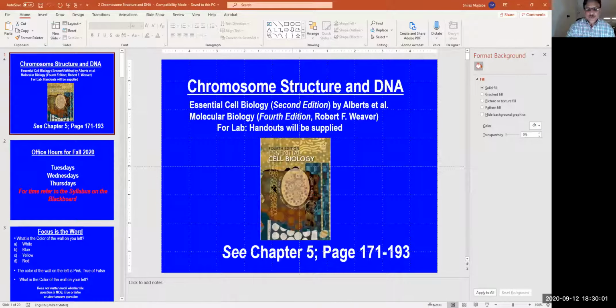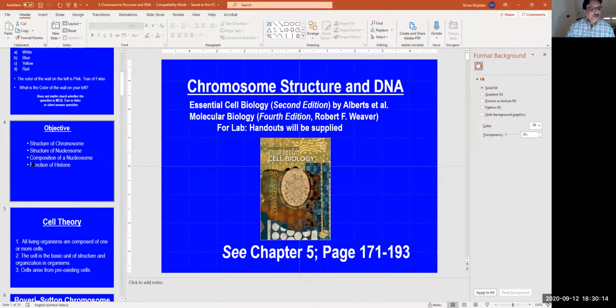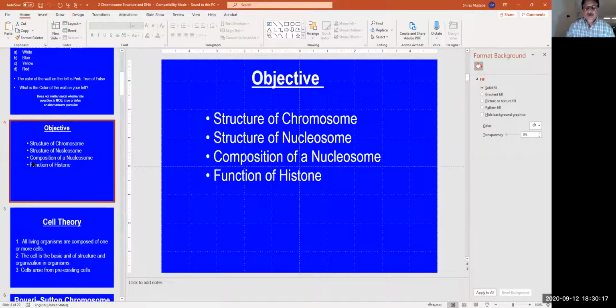I'm sure by now you know this is the book, Essentials of Cell Biology, for this coursework, and this is the 4th edition. I quickly go into the objectives of this chapter. Number one, to understand the structure of chromosome, to understand how the chromosomes are built. The building block for chromosomes is a nucleosome, so we understand what is the composition of nucleosome. One of the major components of nucleosome is the family of proteins, and that is the histone family of proteins. So we go into that.